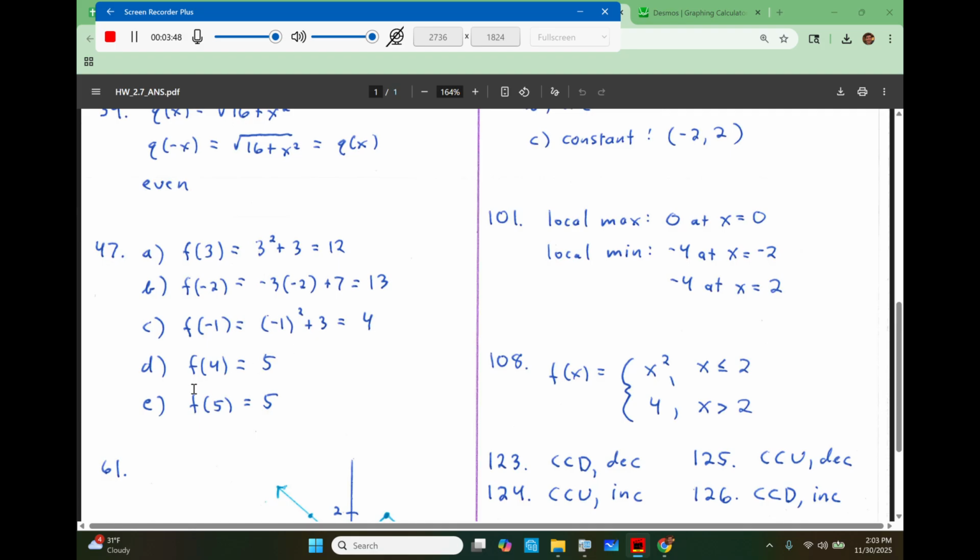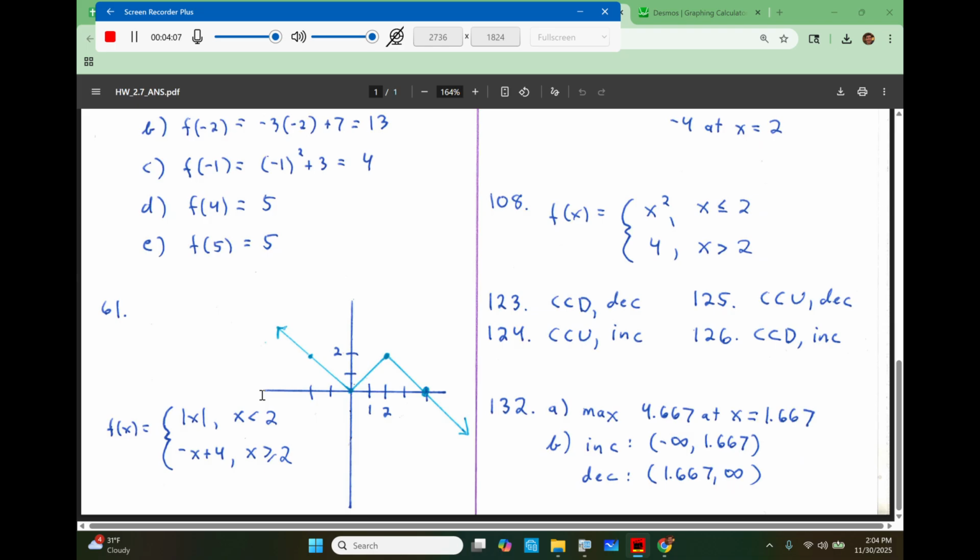Part D, f of 4. So f of 4 is going to follow the bottom rule. So no matter what x value you put into that bottom rule, the y value is going to be 5. So for D and E, any x value that you plug into the y equals 5 line, the y value is going to equal 5.